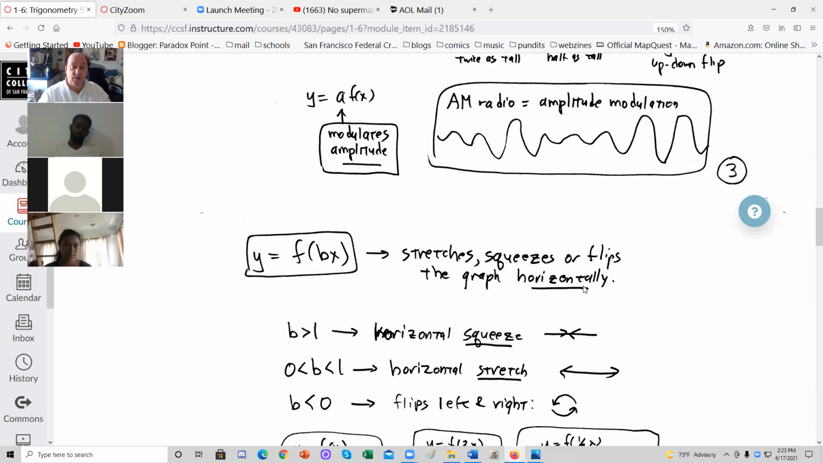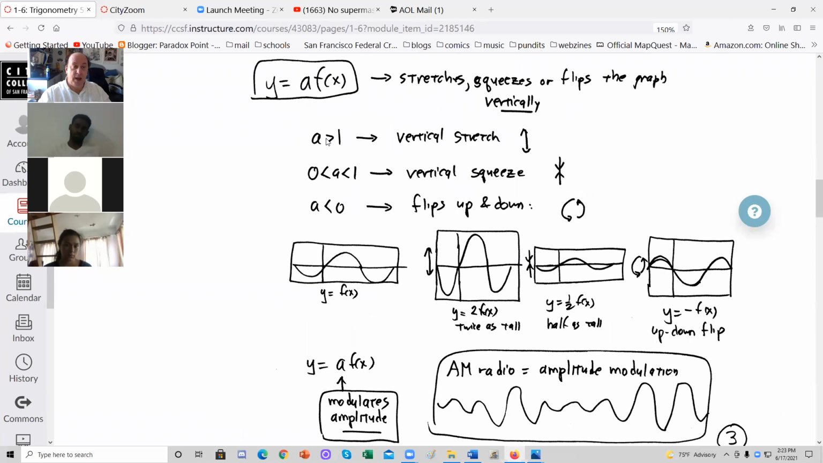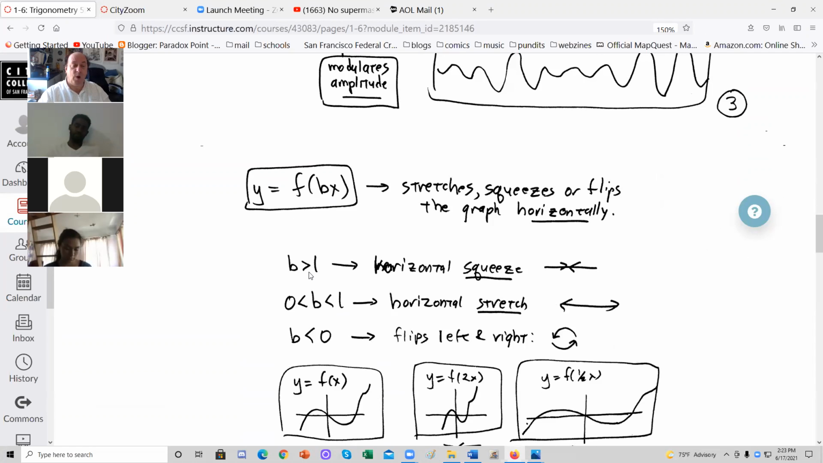This will stretch, squeeze, or flip, but horizontally, and reverse from what happens here. Here, when a is positive, it makes it taller. Here, when b is bigger than 1, it squeezes it horizontally. It runs through its cycle faster.